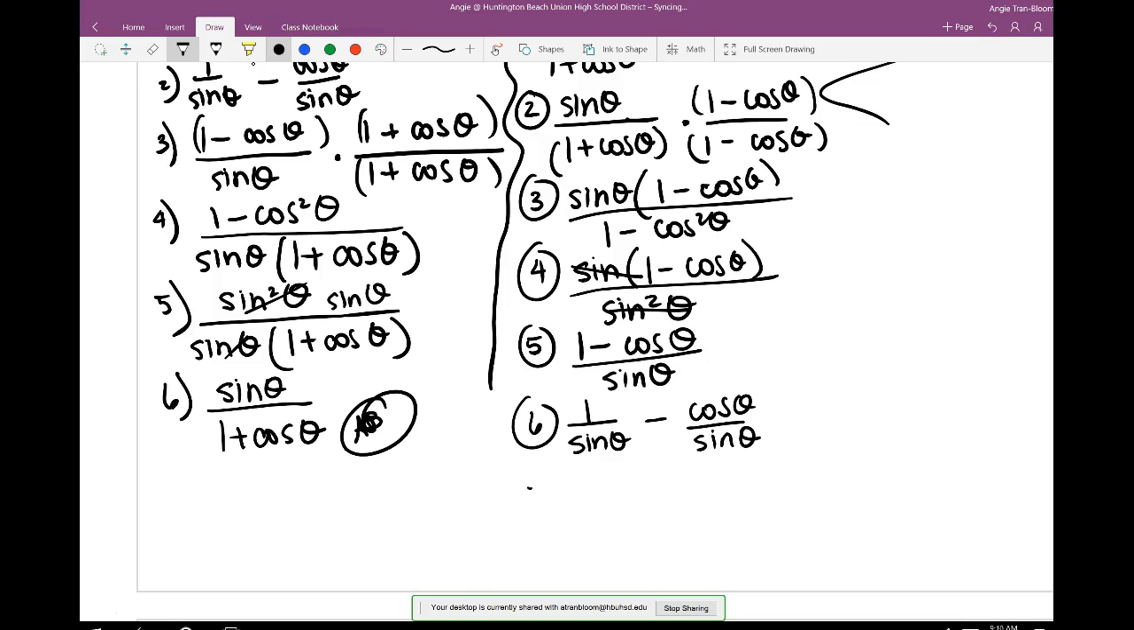Okay, and then this is my goal, am I right? 1 over sine of theta is cosecant of theta minus cotangent of theta, and call it a day. Okay. So either way, you should be able to get to your goal.